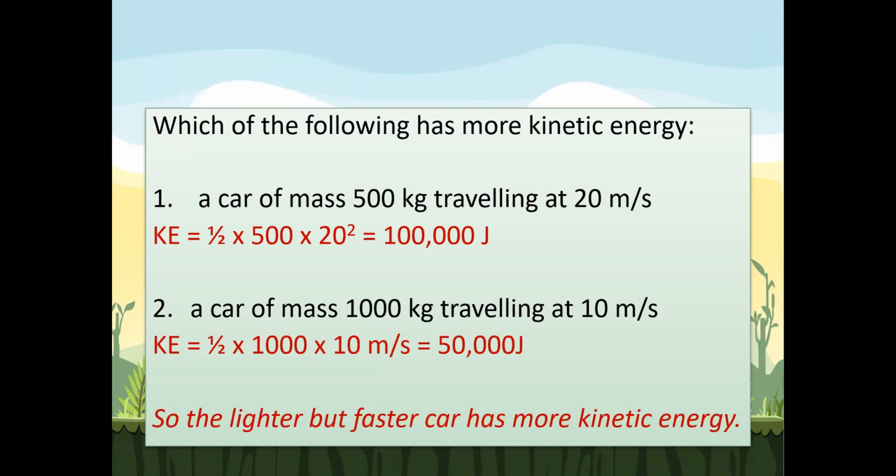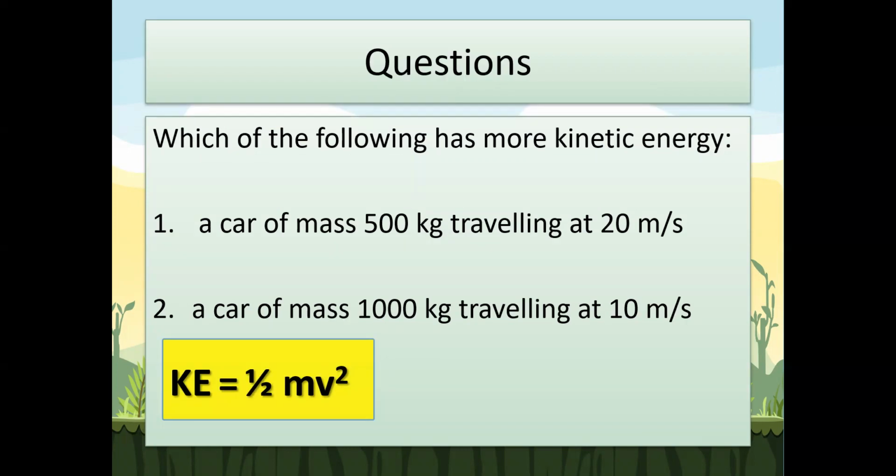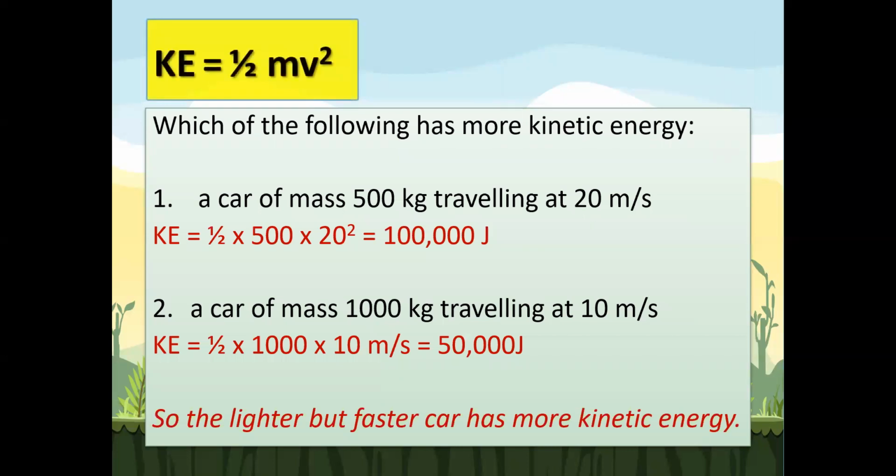Okay, and then for B, you have 1,000 as the mass and then 10 as the speed. So you do 10 squared first, which is 100. 100 times 1,000, and then you half it, and that gives you 50,000.